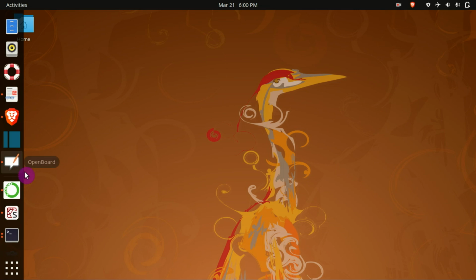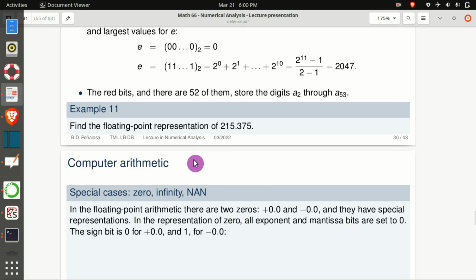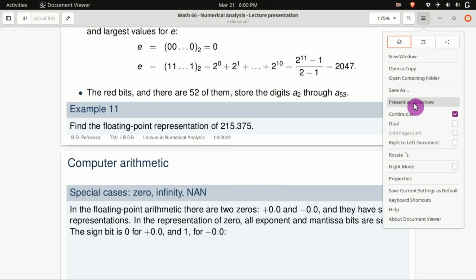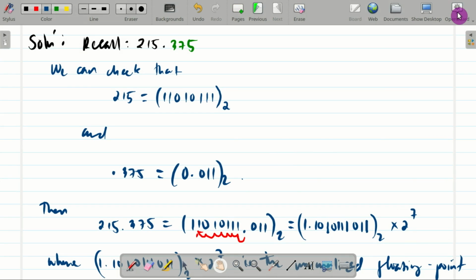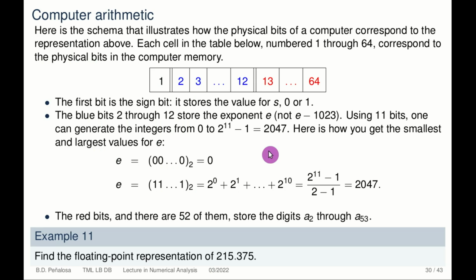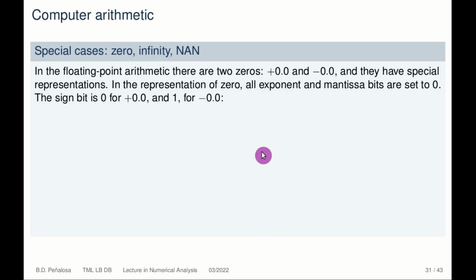So let's go back to our slide. So as you can see here, for our special cases, we have 0, infinity, and NaN. After discussing this one, I'm going to give a problem set, and then let's have one more discussion. Let's skip this one first.